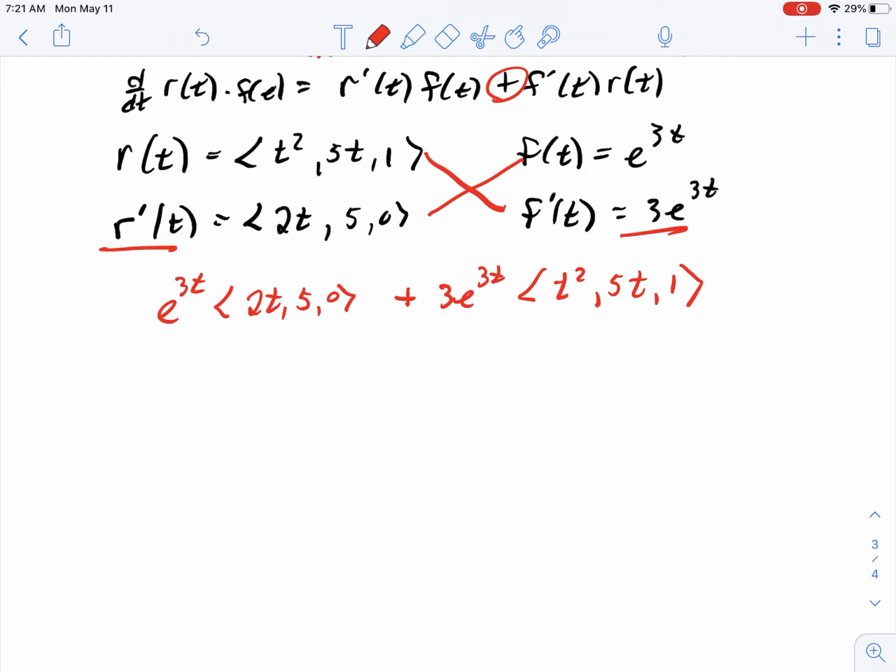Okay, and now you can keep life a little bit simple here. You can pull out various kinds of factors if you want. Like for example, I can pull this out, because I do have to finish adding these here. So basically my x components will be 2t plus 3t squared.